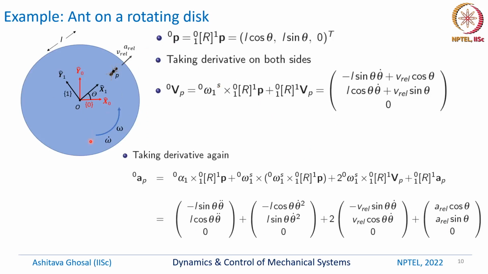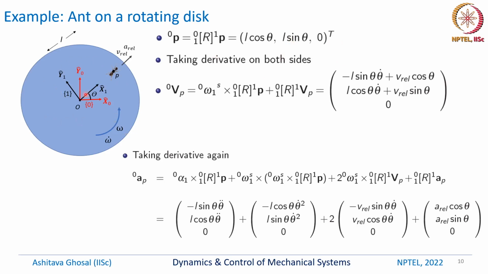So let's continue. The position of this ant in the 0 coordinate system can be obtained by pre-multiplying 1p by 0,1R. And if we see what 0,1R is, it was a simple rotation about the z-axis. So you will end up with L cos theta, L sin theta, 0. That is sort of obvious. You can see that this distance is L, so along the x0 axis it is L cos theta, and along the y0 axis it is L sin theta. And there is no z component because all the motion is happening on the rotating disk, which is a planar rotating disk.